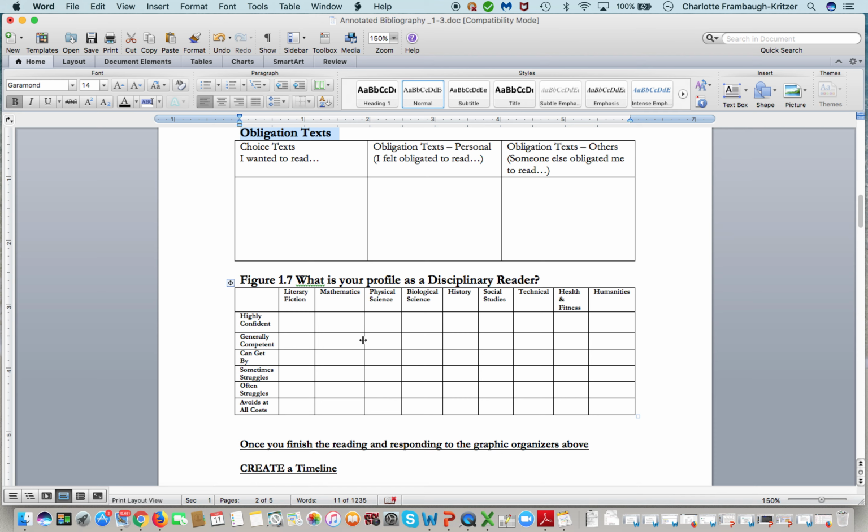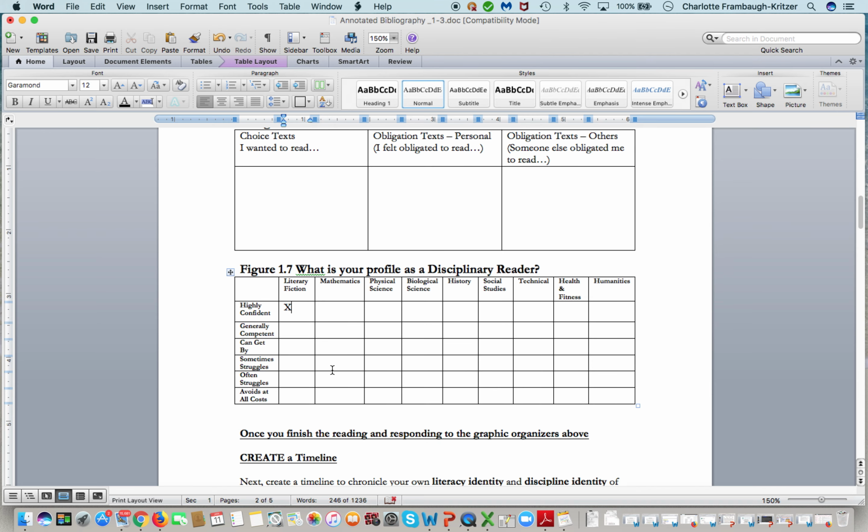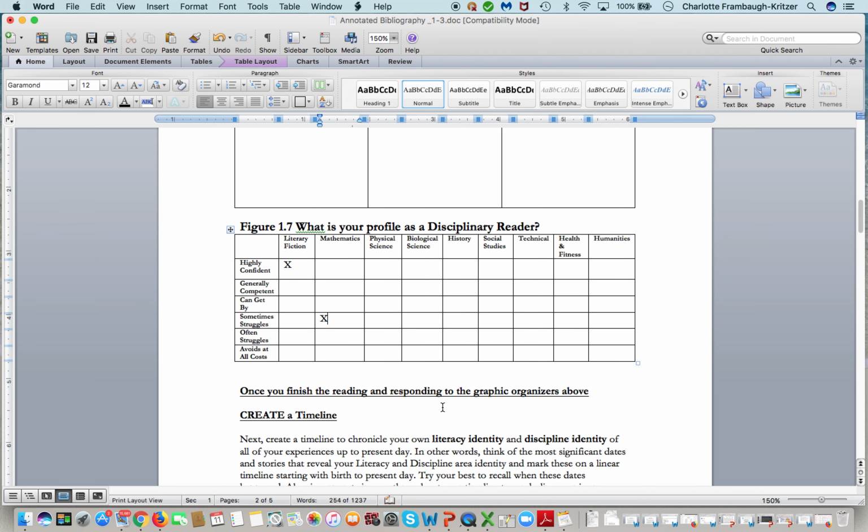Please fill this out. And then you're going to simply go through this disciplinary reader profile and let me know, for example, I love literary fiction, so I consider myself pretty competent to very highly confident on literary fiction. Now, when it comes to math, I sometimes struggle. Sometimes I would say I range, it depends, to avoid at all costs, depending on the level of math. So just quickly fill out this chart.